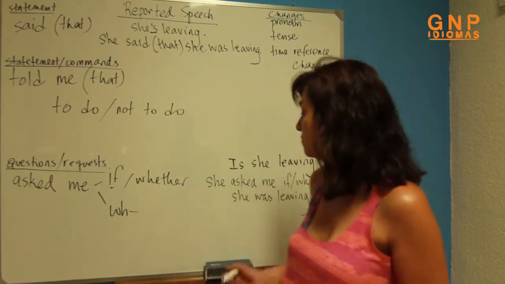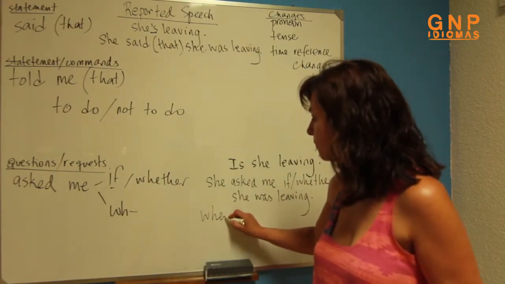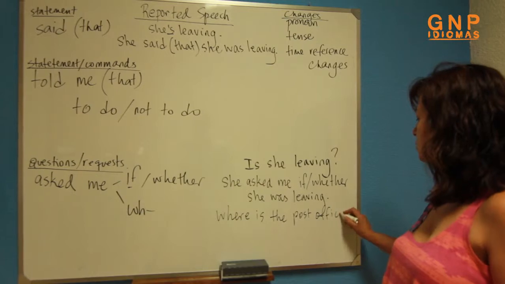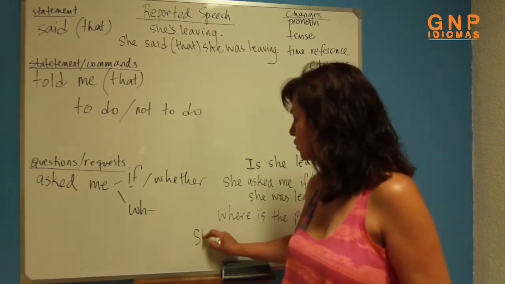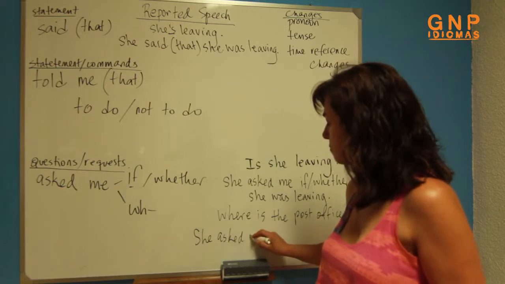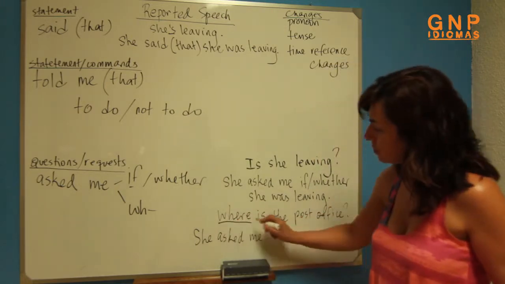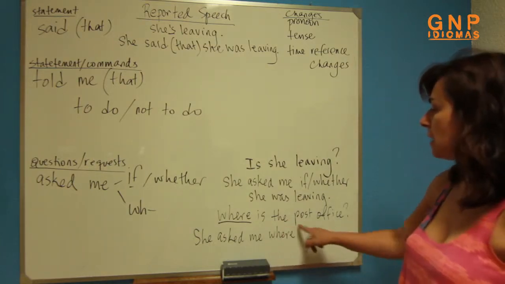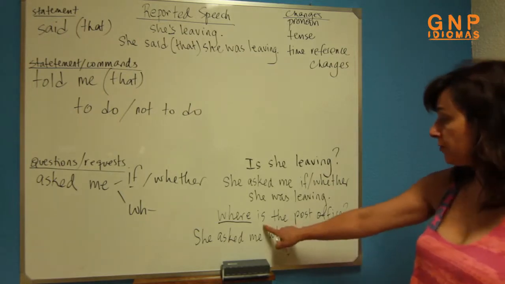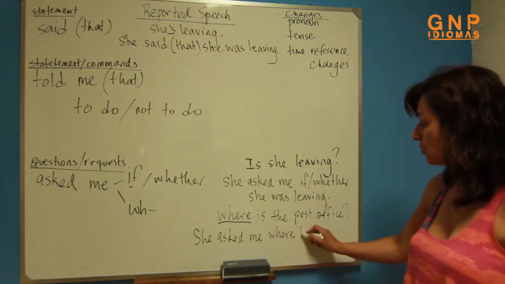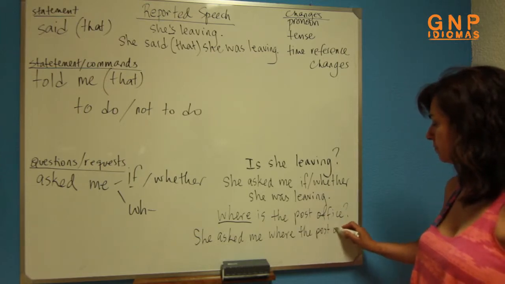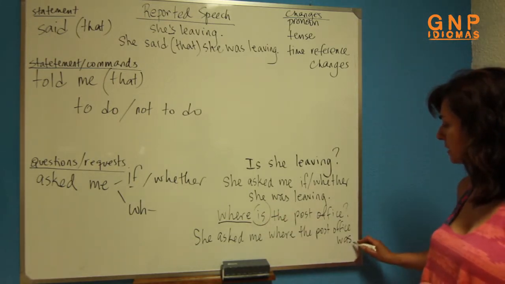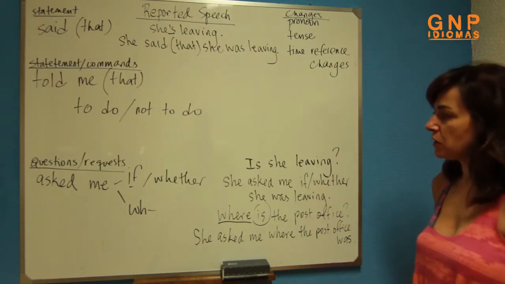But let's say we have an information question. Where is the post office, all right? If I wanted to report that, she asked, whoever asked, I don't know, she asked me, I've got the WH question word, I've got to keep that. She asked me where, again, I have to be careful with word order. This is a question order, I need to put that into affirmative. So, where the post office, this is the verb in present, I've got to switch that to the past. And it's at the very end, okay? That would be for questions, okay?